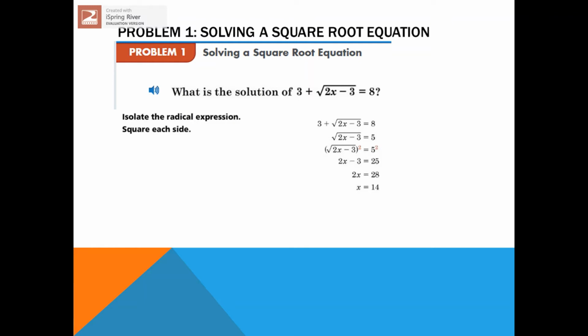Now, how to get rid of the radical sign? We need to put square on both sides of the equation. Next, simplify. 2x minus 3 is equal to 5 raised to 2. So what is 5 raised to 2? Yes, and that is 25. Now, transfer negative 3 to the other side. It will become 25 plus 3, and 25 plus 3 is 28. So 2x is equal to 28. Divide both sides by 2. It will be x equals 14.